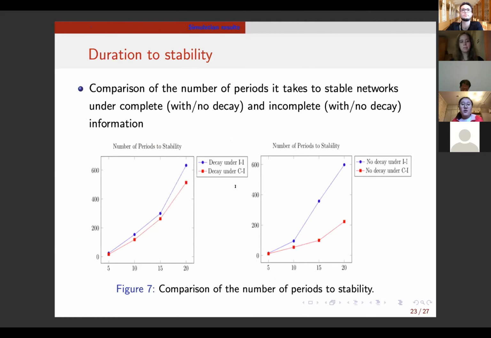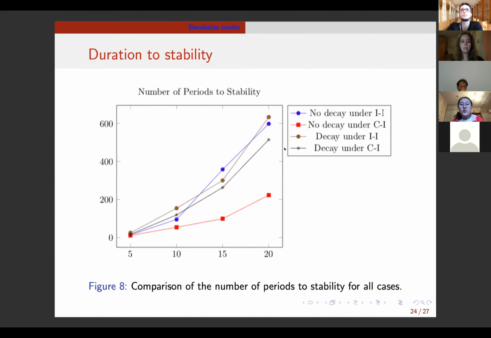Well, there are some simulation results. First is about the number of periods it takes to reach a stable network. This is the comparison when there is decay, incomplete information and complete information. This is when there is decay and without decay. And I put the two results together in this figure. A very significant result is that when there's no decay and complete information, the number of periods is much lower. Well, why is it?